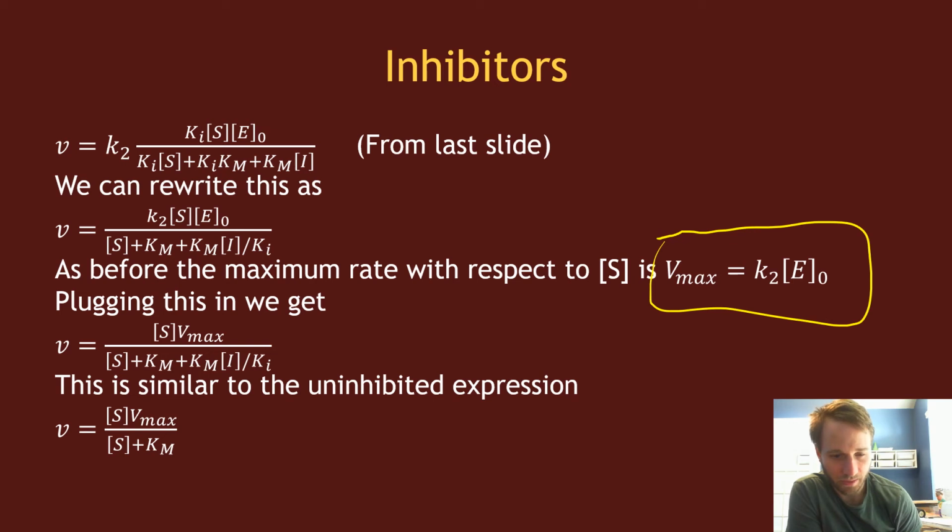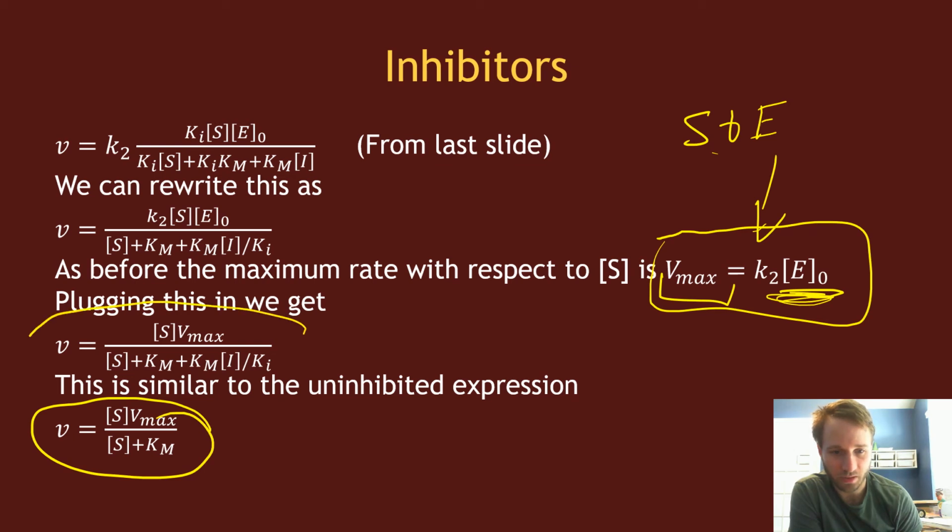Which again, comparing, by definition, the maximum rate is K2 times E naught. This maximum rate is basically assuming that the substrate binding with the enzyme is extremely fast, that this is the limiting step, and it just depends on the concentration of the initial enzyme. That's all that's affecting the maximum rate. And so plugging in what that maximum rate is into the expressions, again we can compare without inhibitor to with inhibitor. And again, the only difference is this extra term that appears on the bottom.